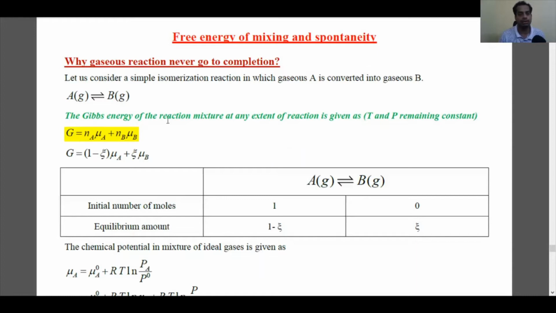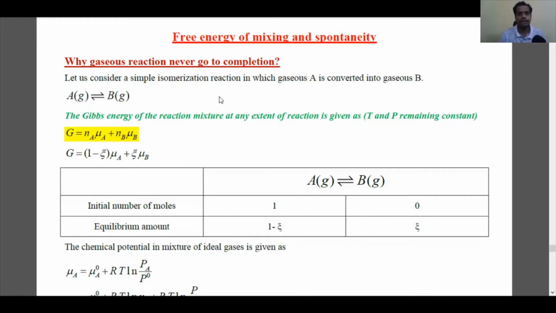So we'll start with a general reaction where gas A is being converted to gas B. It can be an isomerization reaction or any simple reaction where gas A is being converted to gas B. The Gibbs energy of the reaction mixture at any extent of reaction is given as G is equal to Na mu A plus Nb mu B.